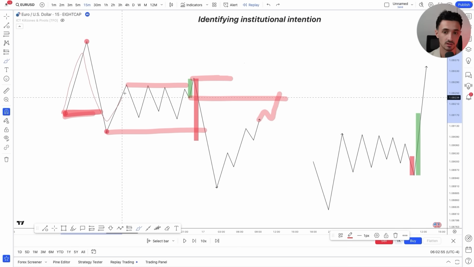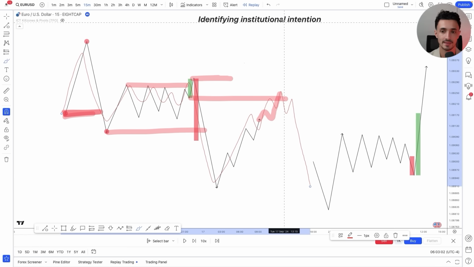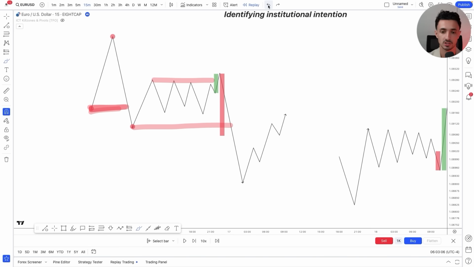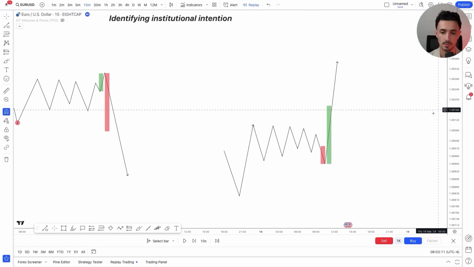Again, market structure, institutional intention. We wait for price to come back into this institutional intention. We wait for our entry model, and then we get out at the structural low because all we're doing is waiting for price to print new structure. That's it. So let's quickly recap that with a bullish example so it makes sense.